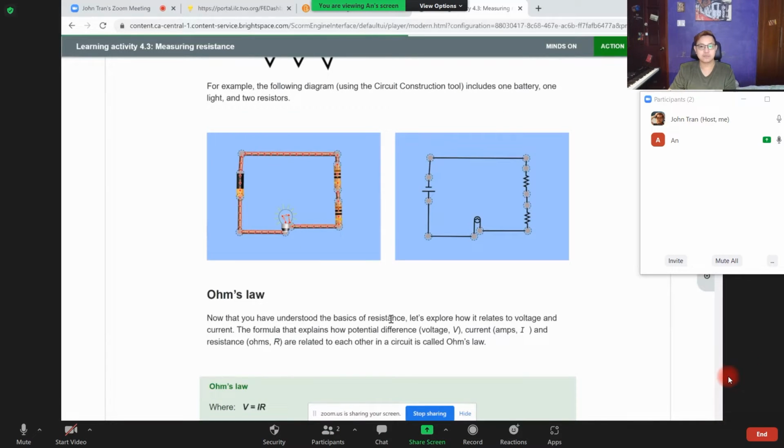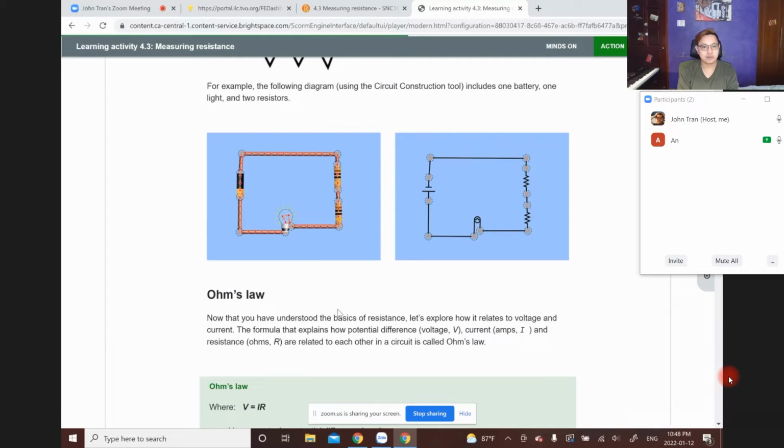You're talking about Ohm's law, yeah. Now that you understood the basics of resistance, let's explore how it relates to voltage and current. Of course, they are related in a formula. The formula that explains how potential difference or voltage V, current in ampere or I, and resistance in ohm, R, are related to each other in a circuit is called Ohm's law. So V equals IR, voltage equals current times resistance.